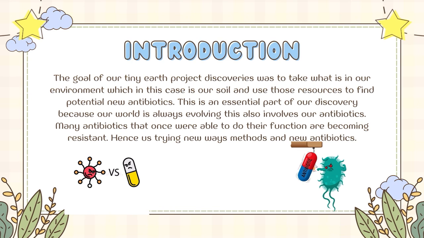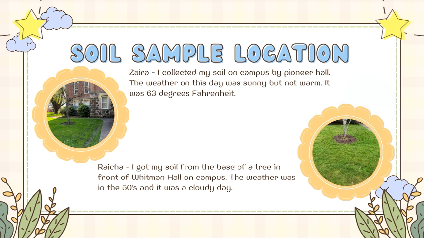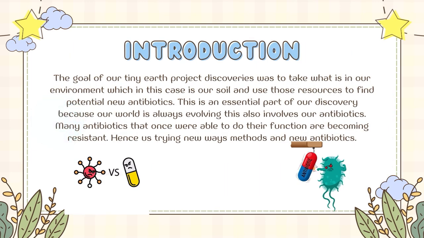Introduction. The goal of our Tiny Earth Project discoveries was to take what is in our environment, which in this case is our soil, and use those resources to find potential new antibiotics. This is an essential part of our discovery because our world is always evolving. This also involves our antibiotics. Many antibiotics that once were able to do their function have become resistant. Hence, us trying new ways, methods, and new antibiotics. And I added those little pictures to represent the antibiotics versus bacteria because they're becoming resistant.